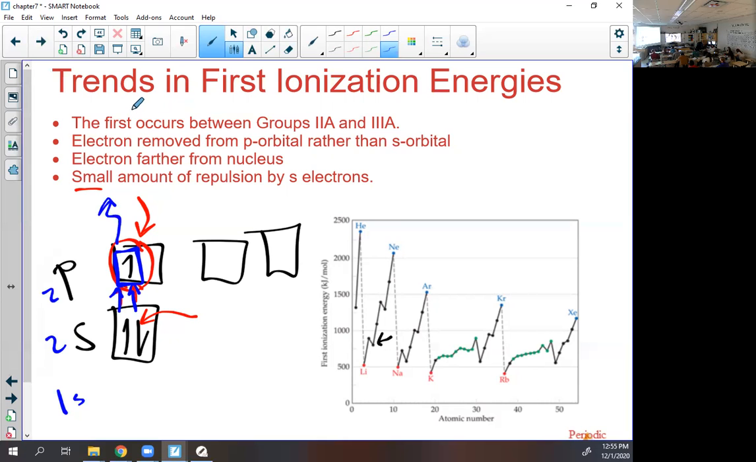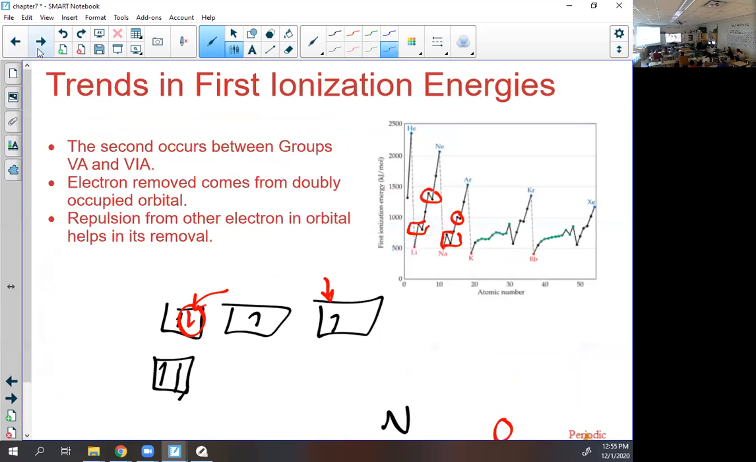Okay. First ionization. All right, we said that one. So the second one is similar. It's between group 5A and 6A, and that's because the electron removed comes from a doubly occupied orbital. So it's a little easier to remove this one than it would be to remove that one. That also comes from repulsion of other electrons in the orbitals. So all these electrons are pushing each other a little bit away. It turns out it's easier, even though it should be harder.